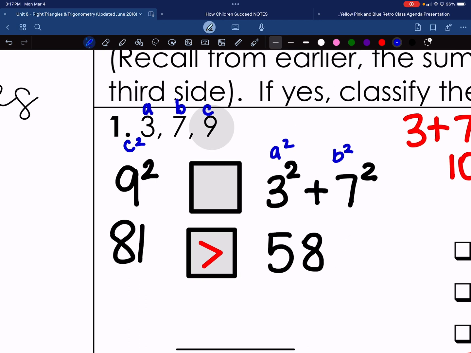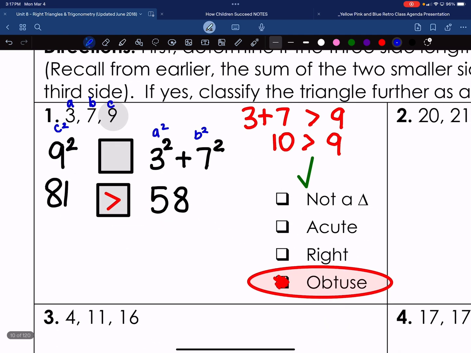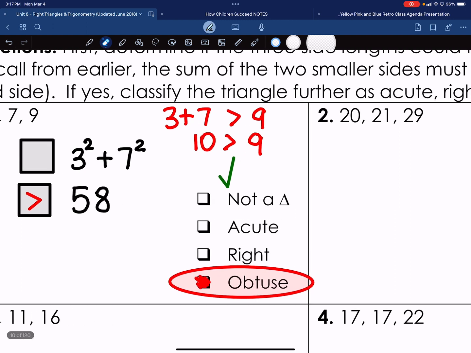Okay. And then that's all you have to do for that part. Okay, so first thing you have to do on all of them, you have to check to make sure it's a triangle first, and then you can move on to the next part to see what kind of triangle it is. Okay, so take a look at number 2.